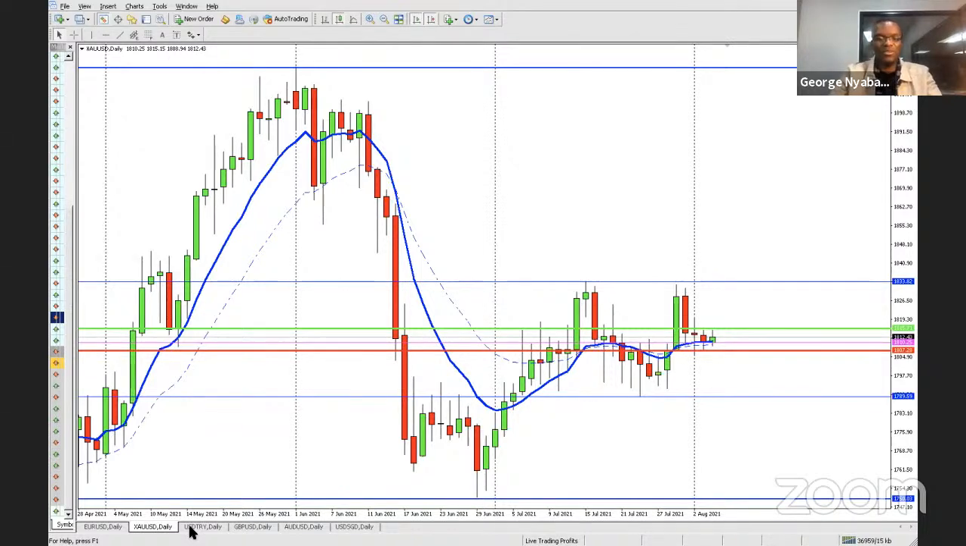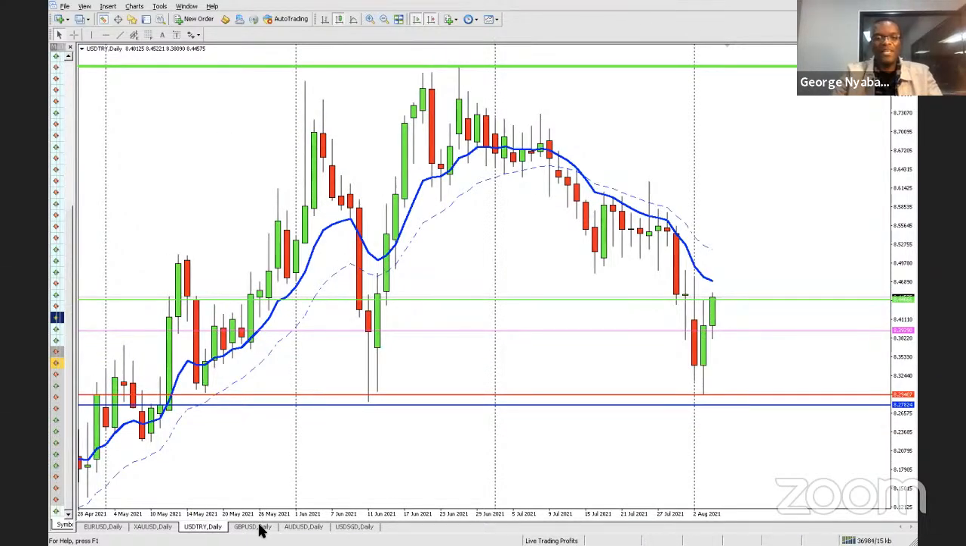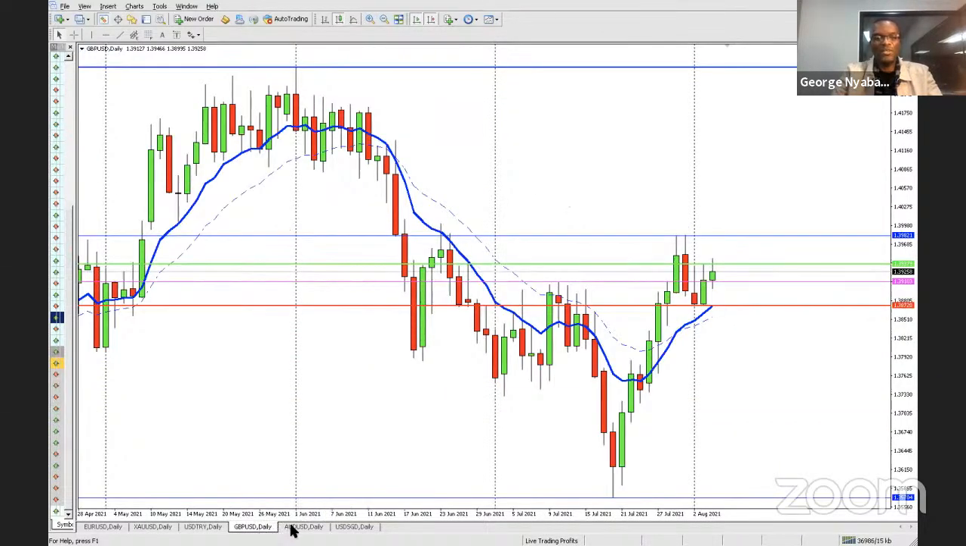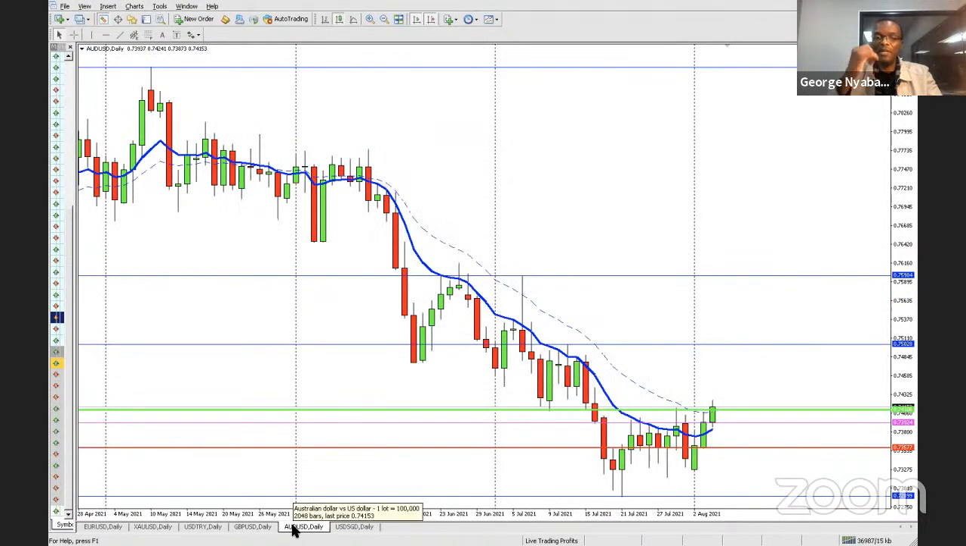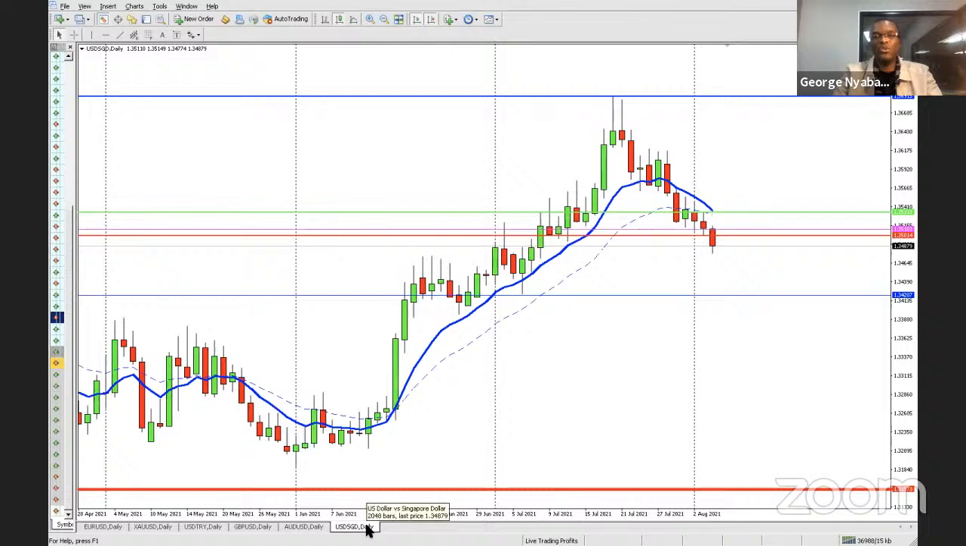So I've just put Turkish lira on. Then we'll look at sterling, the request that was put up, Aussie dollar, another major, which is pretty good to look at. Also the USD Singapore dollar. So we'll have a look at that.